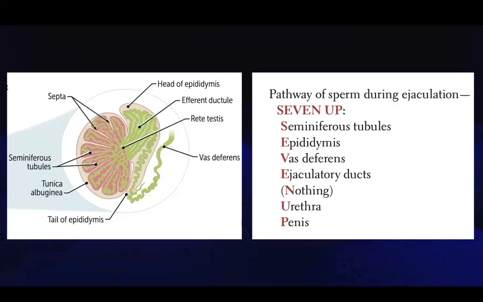As we're following along, we can explore the anatomy of each section. This diagram from First Aid is very nice because it shows you the mnemonic of how everything goes. You start from the seminiferous tubules, and they all drain into the epididymis. From the epididymis, they go to the vas deferens. Then from the vas deferens, they meet up with the ejaculatory ducts, and then they go through the urethra, through the penis, and then outside the body.